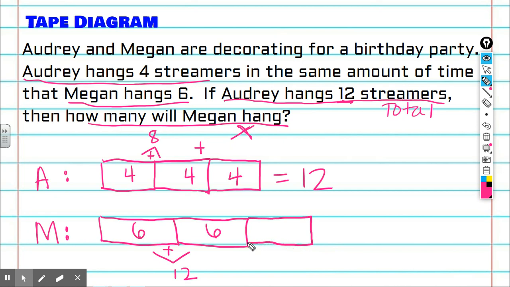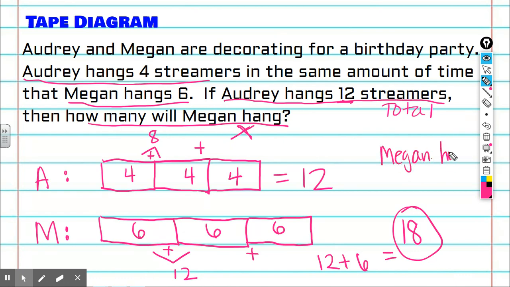If Audrey hung another 4, then Megan hung 6 more. 12 plus 6 equals 18. Megan hung 18 streamers. So you could put 18 streamers or 18. You could also write Megan hung 18 streamers. And this would be your final answer. This is a tape diagram.